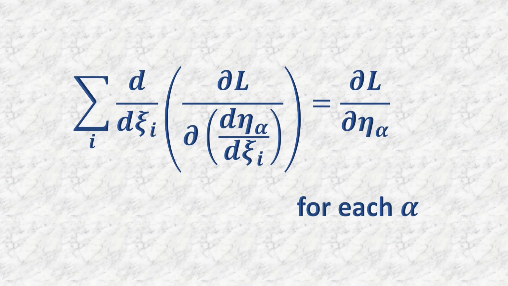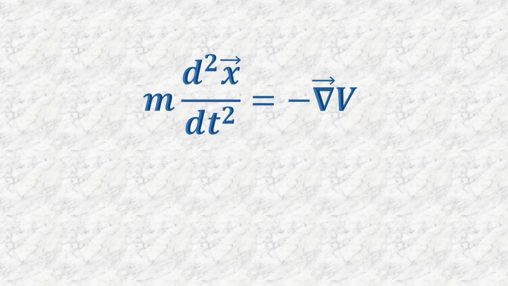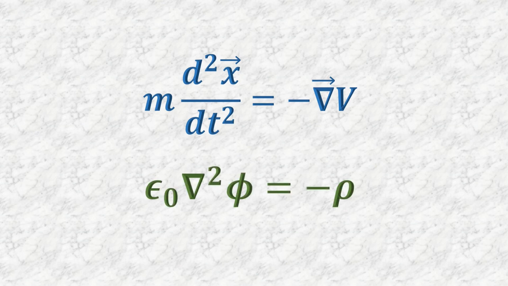There is one such generally second order partial differential equation per value of alpha. For the motion of a particle, this equation gives Newton's law. For the electrostatic potential, this equation gives Gauss' law.